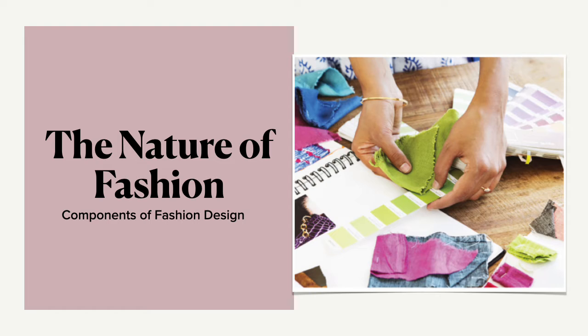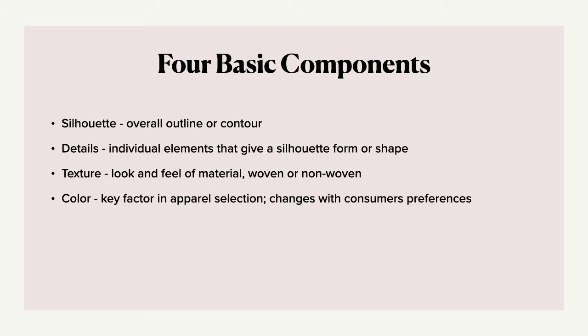Components of Fashion Design. There are four basic components: silhouette, which is the overall outline or contour; details, which are the individual elements that give a silhouette form or shape; texture, which affects the look and feel of material, woven or non-woven. Color is a key factor in apparel selection. Color changes with consumer preferences.